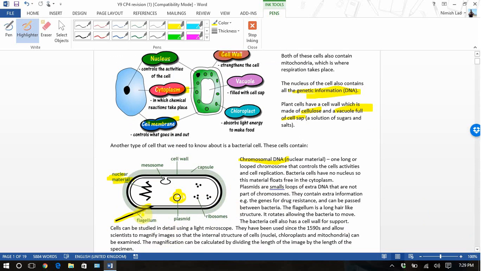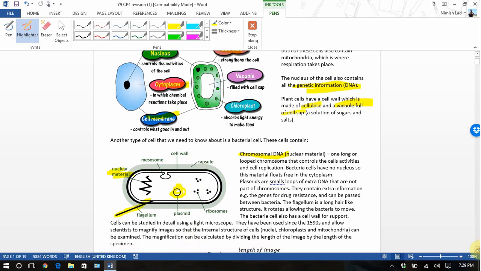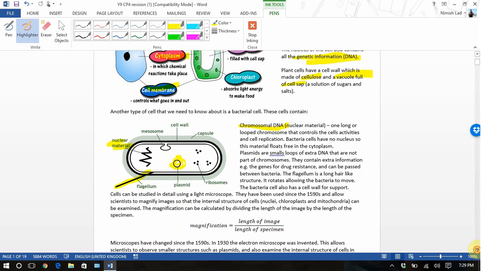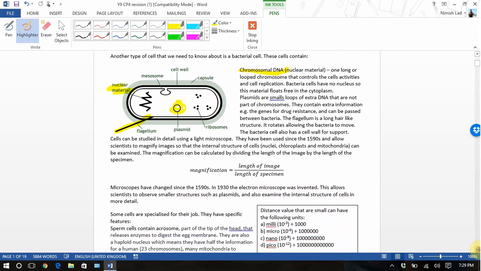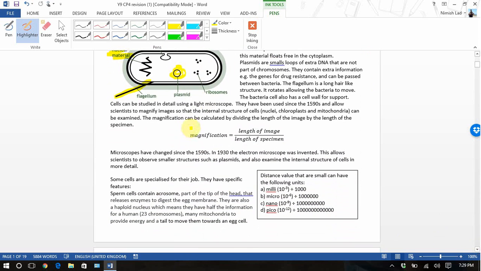Cells have been studied for a long time using light microscopes, but only since the 1590s have we been able to magnify images so we can actually see the internal structures inside of them. Stuff like the nuclei, chloroplasts, and mitochondria. Magnification can be calculated by dividing the length of an image by the length of the specimen. Let me show you that equation. Okay, so magnification is length of the image divided by length of the specimen. Make sure you know that equation.